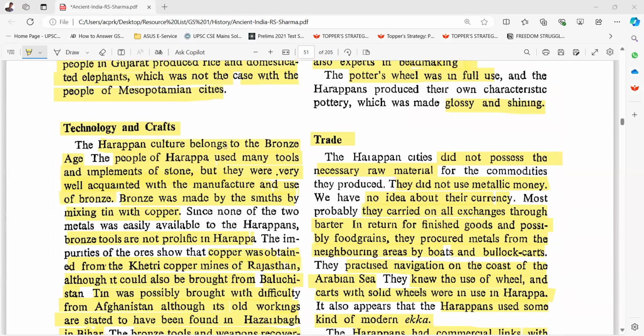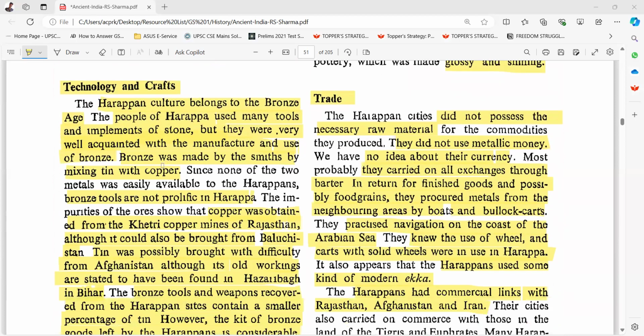The Harappan culture belongs to the Bronze Age. The people of Harappa used many tools and implements of stone, but they were very well acquainted with the manufacture and the use of bronze. Bronze was made by the smiths by mixing tin with copper. Bronze is equal to tin plus copper.